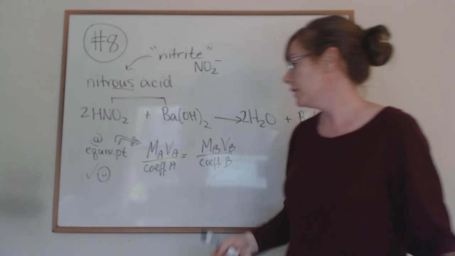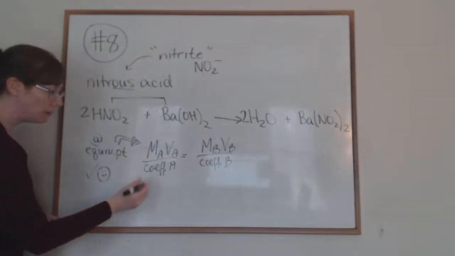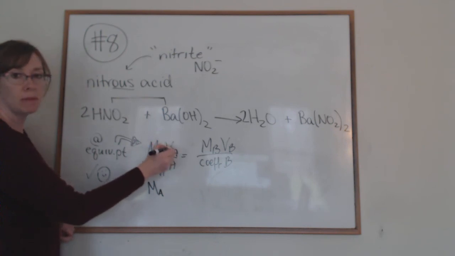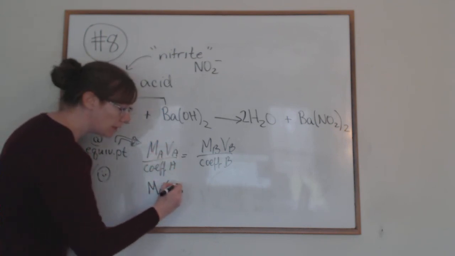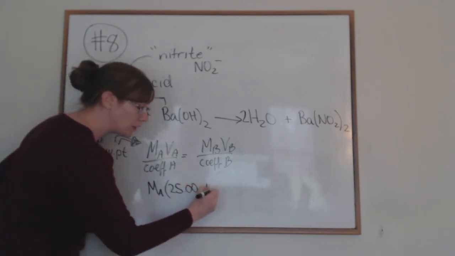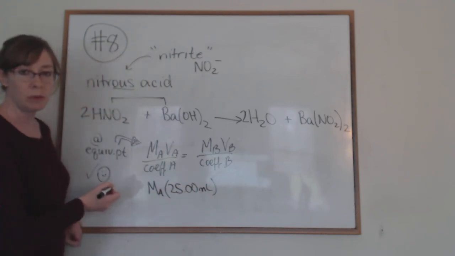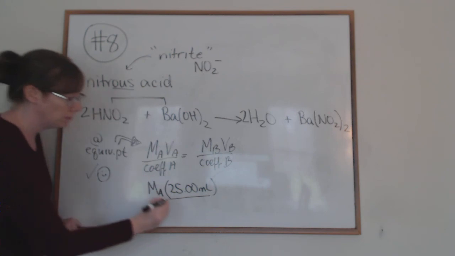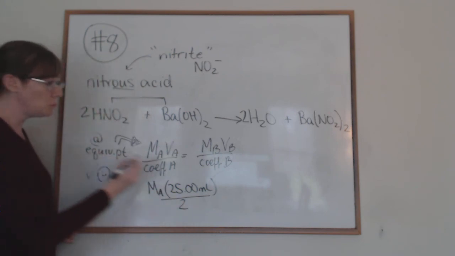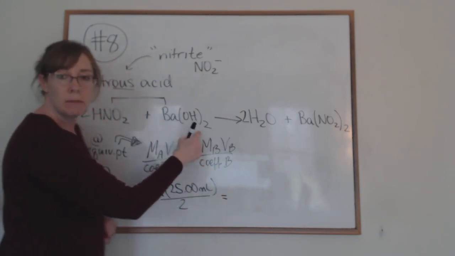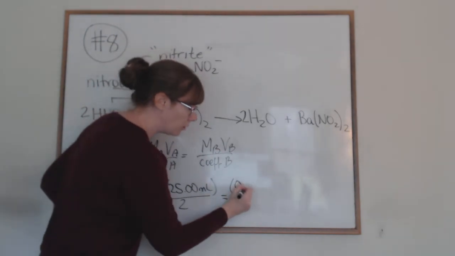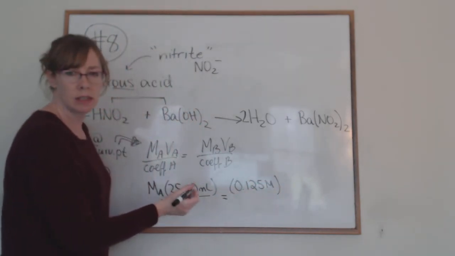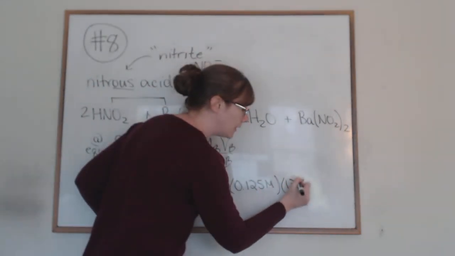What's the concentration? So this is just a matter of plugging numbers in. MA is the unknown, molarity of the acid. Volume of the acid was 25 mils. If you read the question, it's right there in the first word. The coefficient of the acid is a 2. Molarity of the base, 0.125 molar. Volume of the base, 13.78 mils.